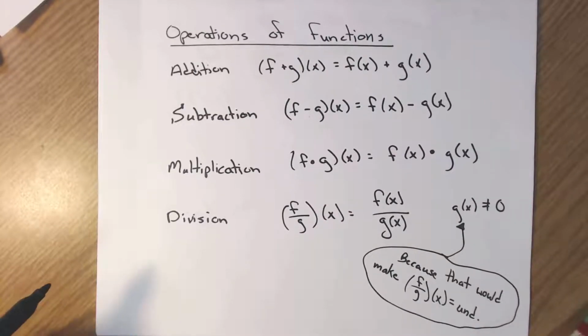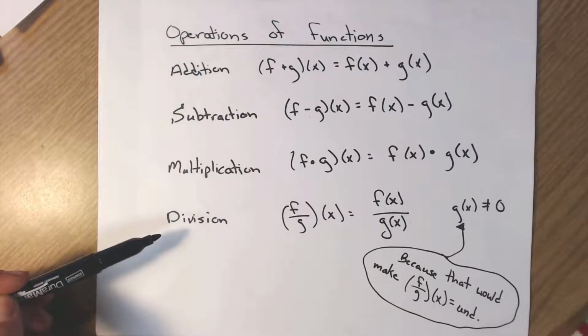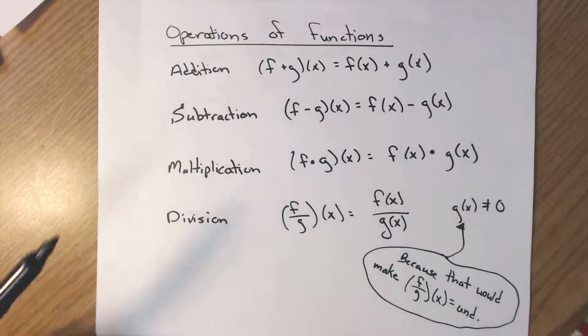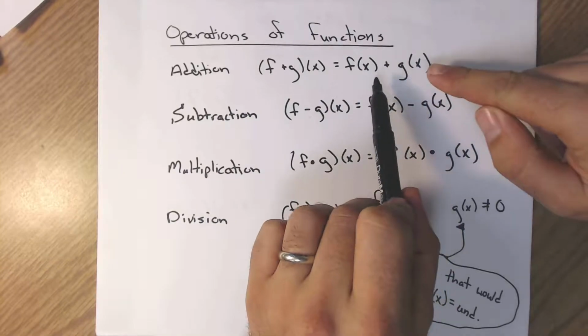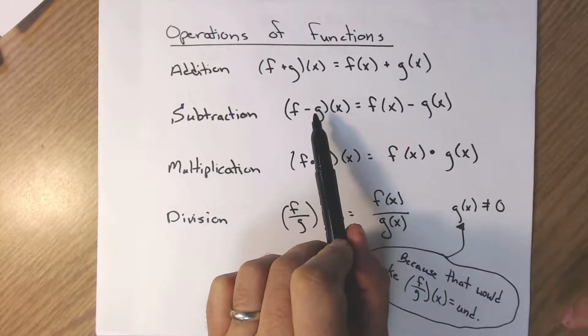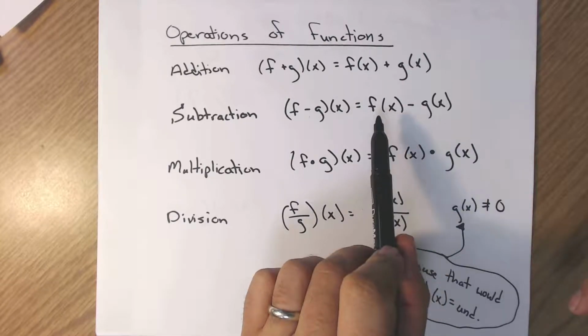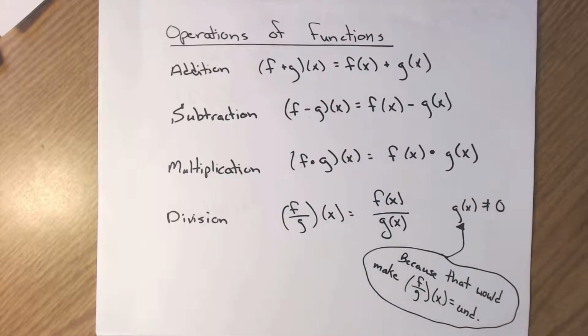I want to do this video on operations of functions. So we have four main operations: addition, subtraction, multiplication, and division, and they're all treated pretty much the same as all of the other times we use them. So when we're adding f and g of x, it's just the same as splitting up f and g and adding them together. Same thing with subtraction. f minus g of x is the same as f of x minus g of x. Multiplication, same. Division, the same.